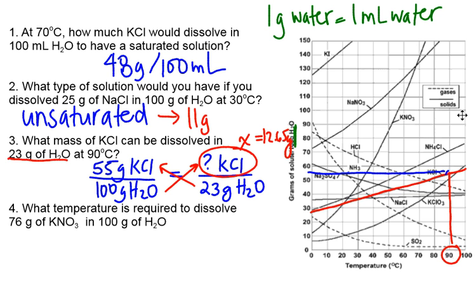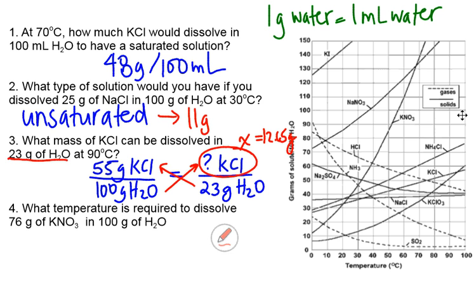So that's pretty much as tricky as it's going to get for a good chunk of that worksheet. There are some other tricky questions on there. Let's look at number 4. What temperature is required to dissolve 76 grams of potassium nitrate in 100 grams of water? So let's say I had 76 grams sitting in my beaker and I needed to dissolve all of it. What temperature would my water have to be?